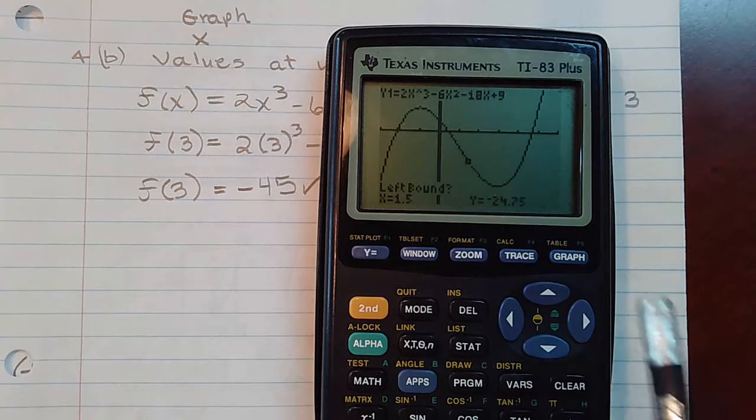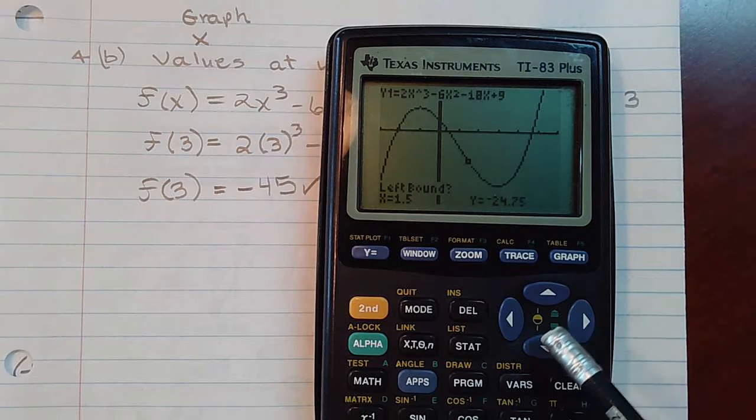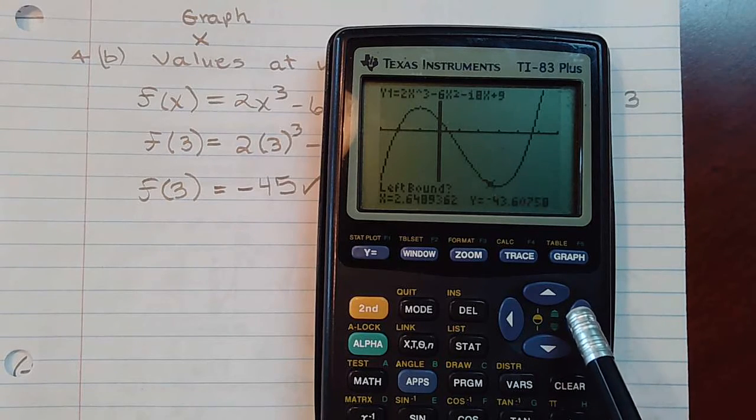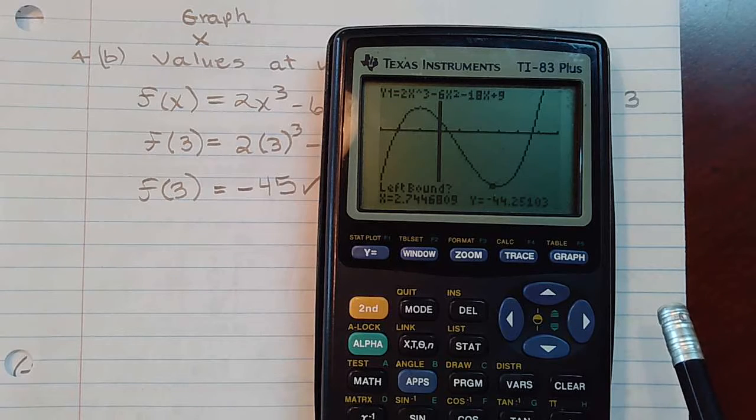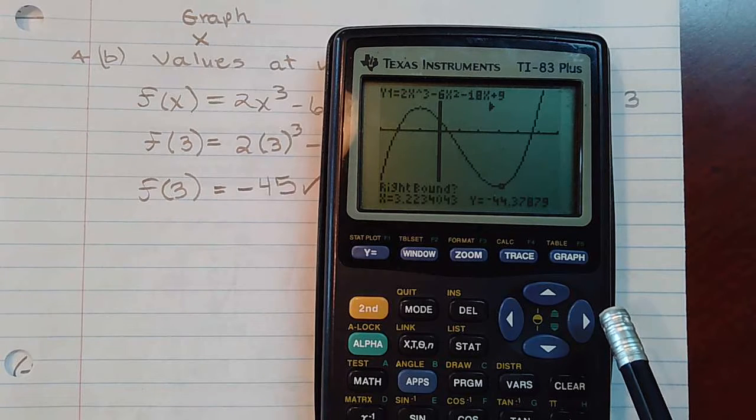Okay, then get the cursor over where the min is, get right on the left side of the min, which is what left bound means. Get slightly to the right, to the left of that minimum value. So even right there, you're slightly to the left, and mark it by pressing enter, telling your calculator, yes, I've given you a left bound. Now it'll say, give me a right bound. So get slightly to the right of that minimum value, which would be approximately there. Mark it by pressing enter.